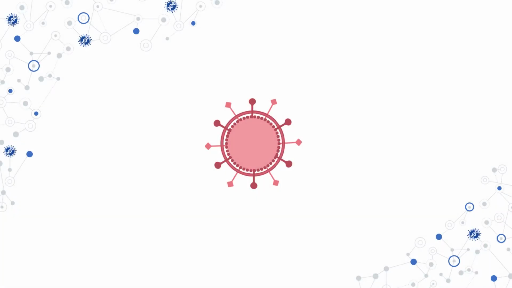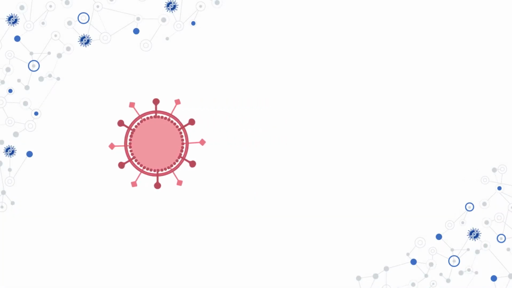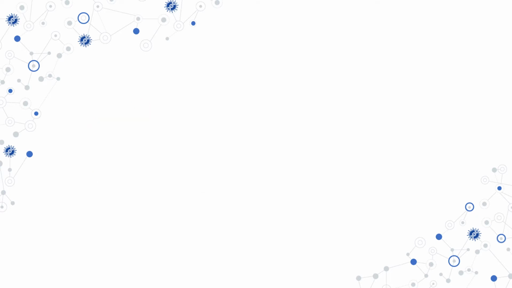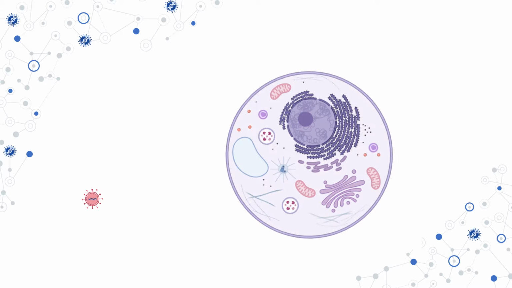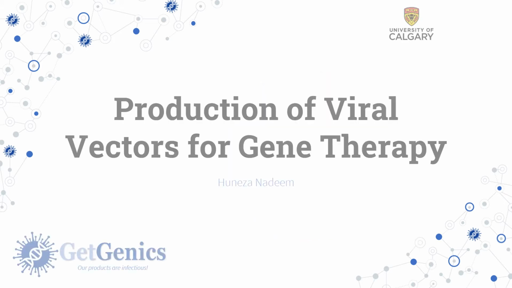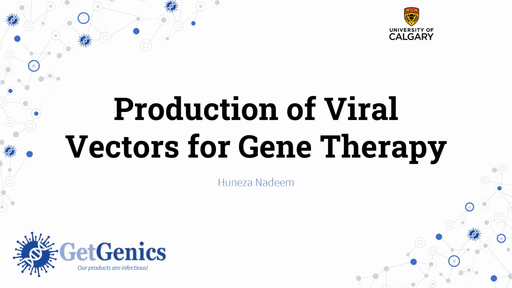When we think of viruses, we often think about the conditions they cause, such as COVID-19. But viruses can be useful tools. We can inactivate them and have them transfer genetic information inside of the human body. This is exactly what lentiviral vectors do. At GetGenix, we produce these lentiviruses at large scale.